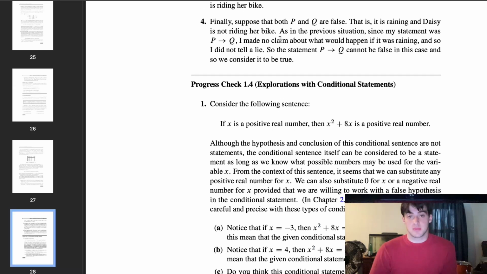Finally, suppose that both P and Q are false. That is, it is raining and Daisy is not riding her bike. As in the previous situation, since my statement was P arrow Q, I made no claim about what would happen if it was raining, and so I did not tell a lie. So the statement P arrow Q cannot be false in this case, and so we consider it to be true. Cool. Sounds good.